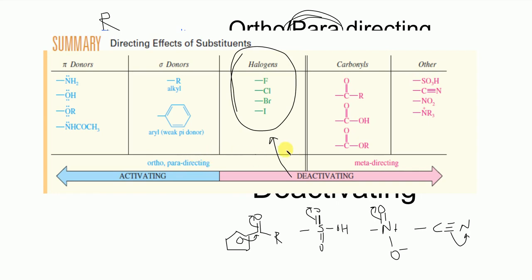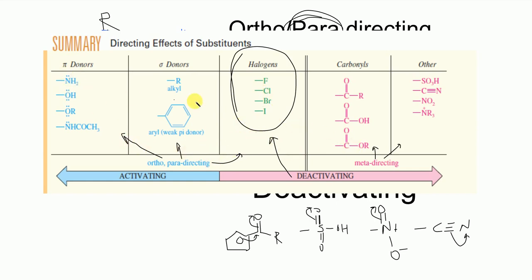Okay, so all these groups right here are all ortho para directing groups. And then all these groups right here are meta directing, and they're deactivating. So this is deactivating, but ortho para directing. So it's not always that something has to be activating and it's a particular thing. Halogens are the exception where they're deactivating but ortho para directing. Okay, just an important thing to differentiate.